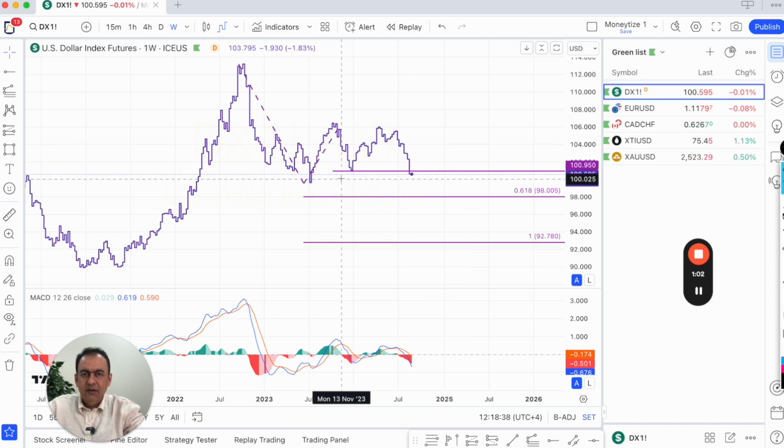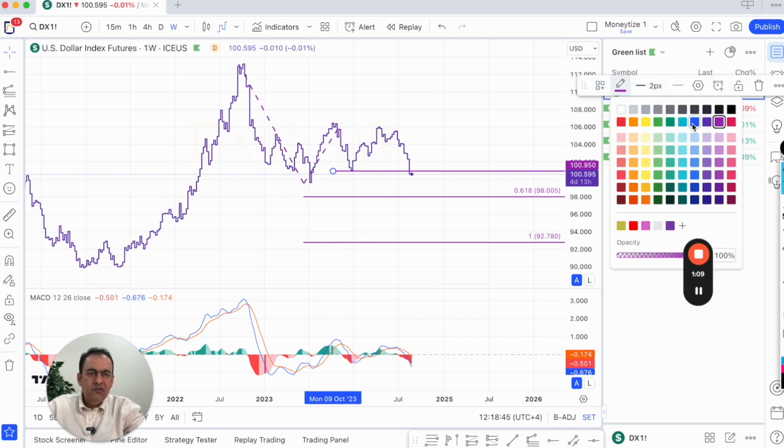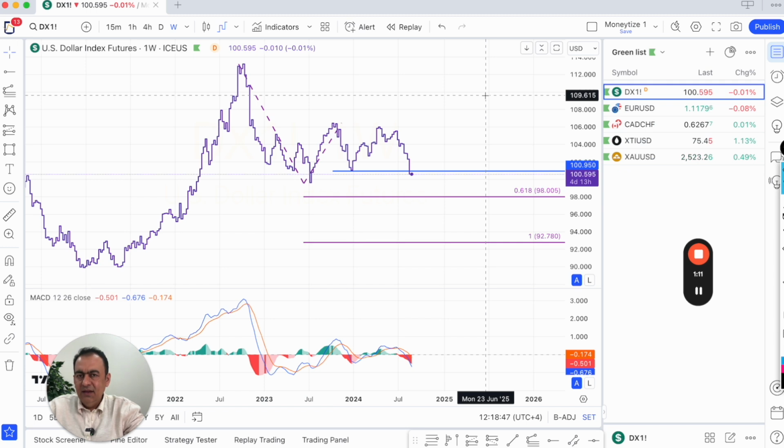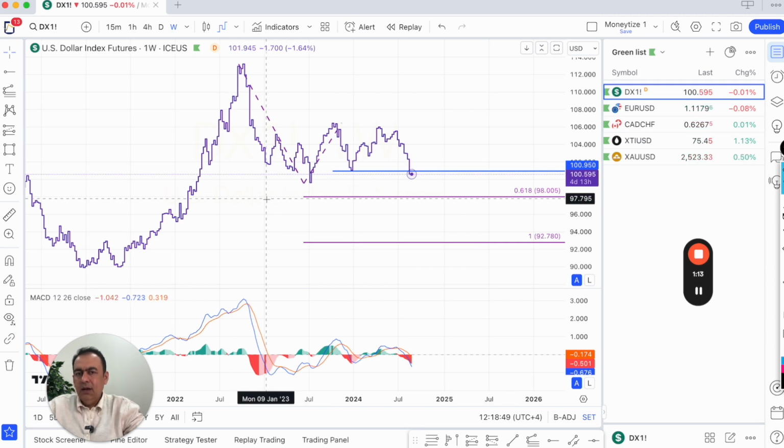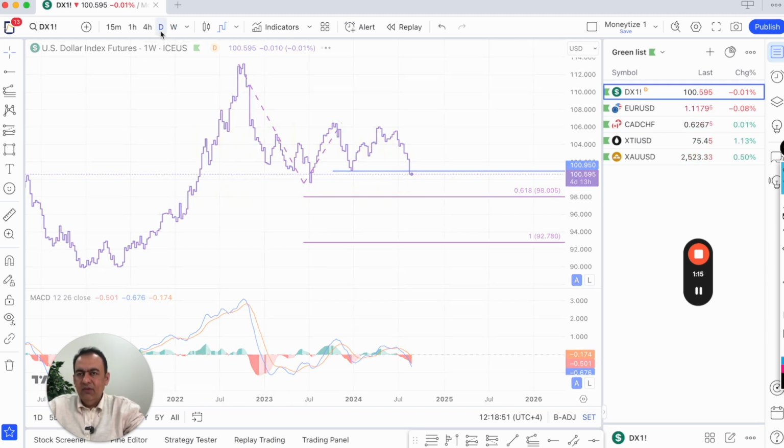And we have just cleared it. So just broken it. Maybe it's a real breakout or a false breakout. We don't know yet. The blue line is the support I'm talking about. Now I'm going to the lower time frame, that's daily.